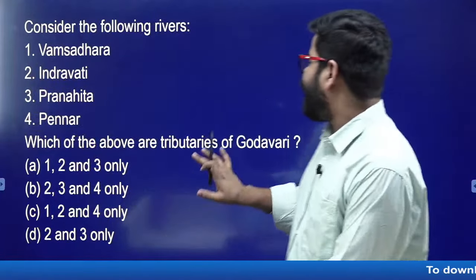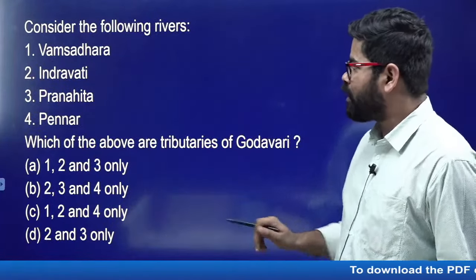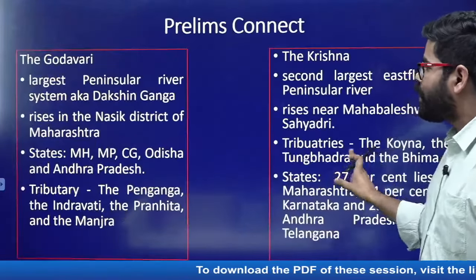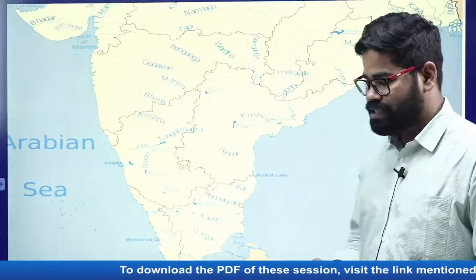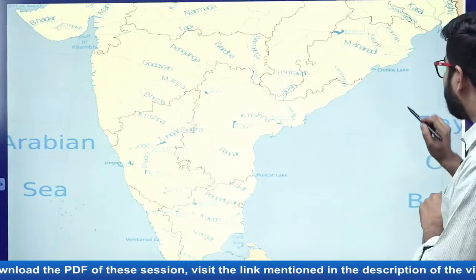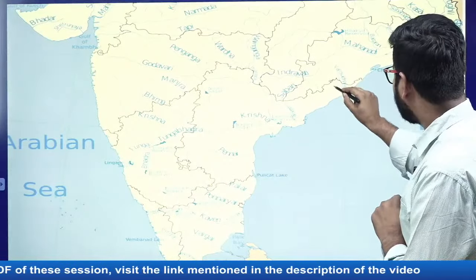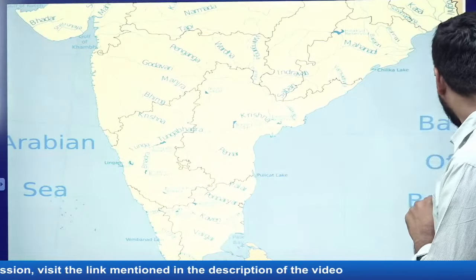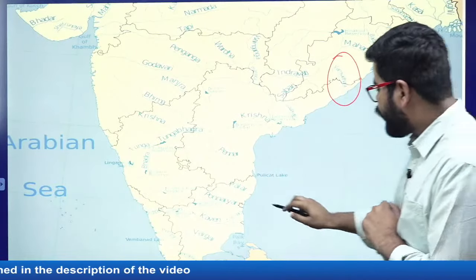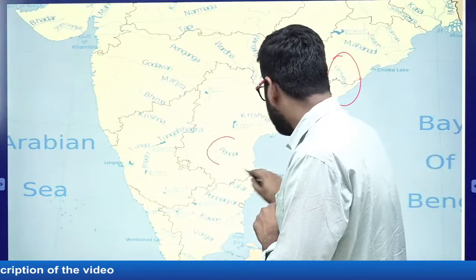Indravati and Pranhita are the two tributaries of river Godavari. Vamsadhara and Pennar directly flow into the Bay of Bengal region. Okay, so let us first see the map here itself, and then we will come to the other parts of it. Okay, you can see on the map here itself, Vamsadhara is here. In this portion, we have this Vamsadhara river. Okay, it is directly going. And then here you have this Pennar river is also here.